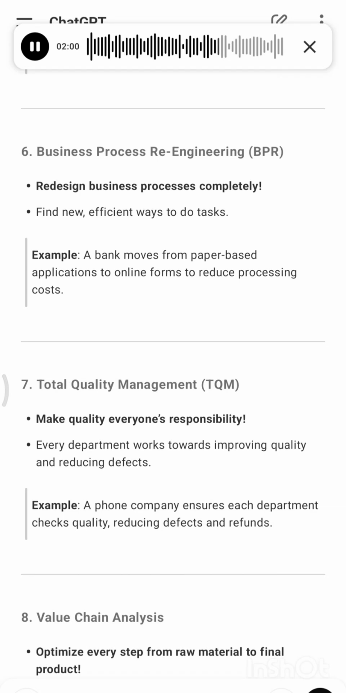8. Value chain analysis. Optimize every step from raw material to final product. Ensure every process adds value and reduces unnecessary costs. Example: a clothing brand finds a cheaper but high-quality fabric supplier.